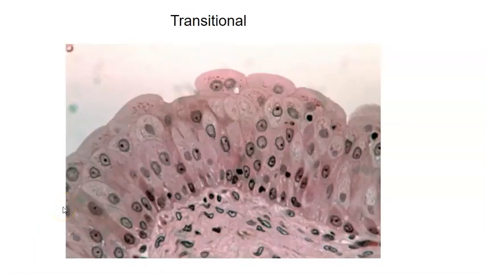We'll study this later when we study the urinary system. And here's one last picture of transitional epithelium. Notice it looks like stratified squamous, but at the top, it's not flat or plate-like. It's got those kind of roundish or balloon-like appearance to it.